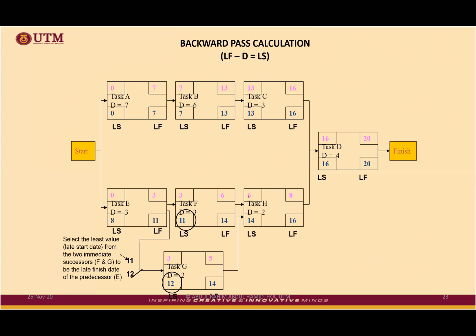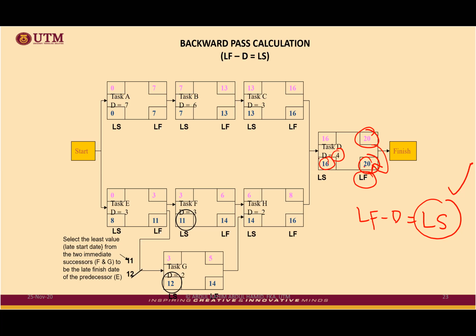Then backward pass. In backward pass, you notice this is the last value. You just simply copy it back into this value. This indicates the late finish. Late finish minus duration is equivalent to late start, because this is the one that we are going to calculate, within the box. 20 minus 4 equivalent to 16. For sure, you are going to get the same value because it is coming from the same line anyway.